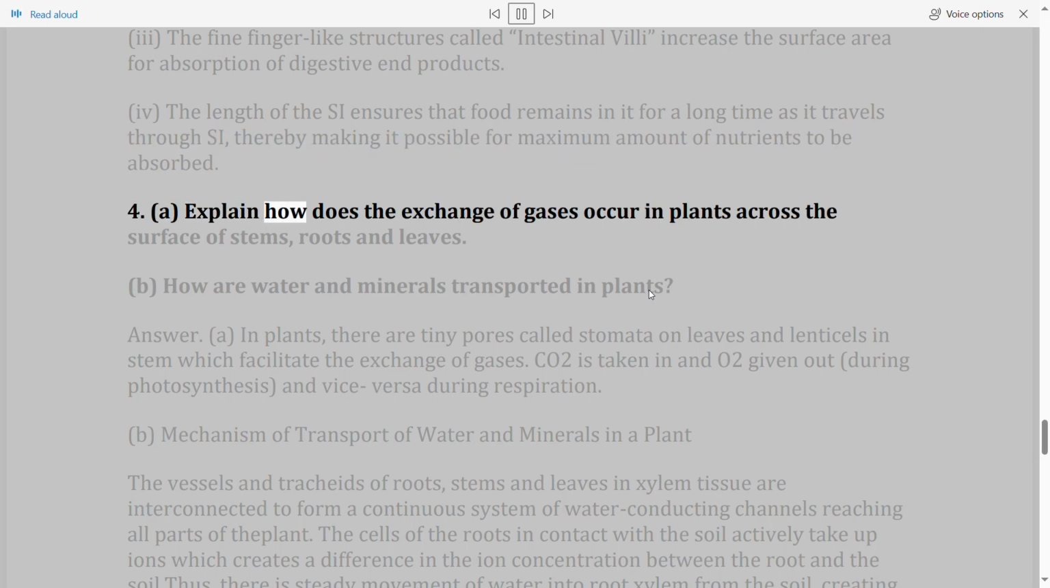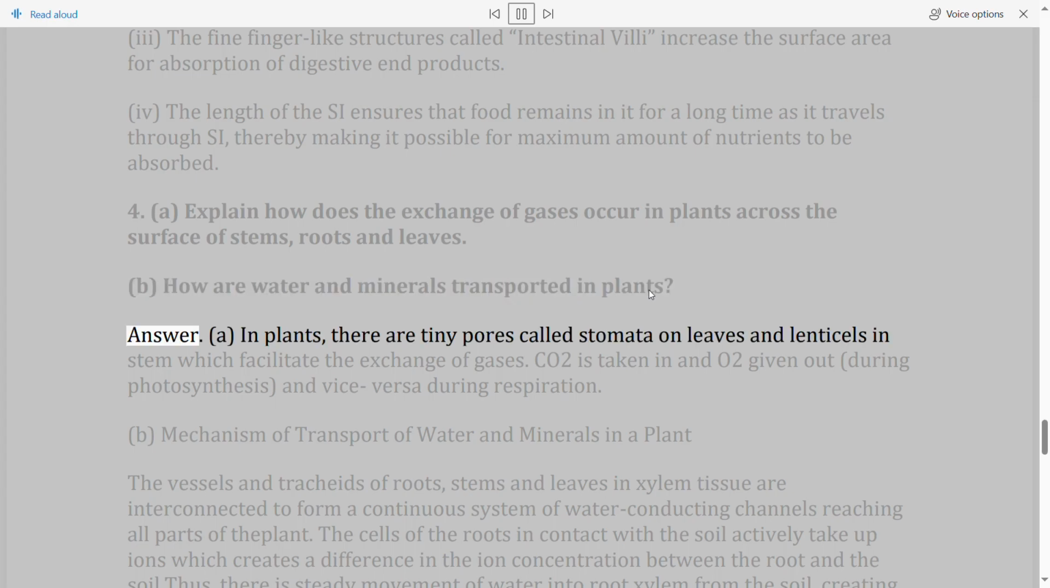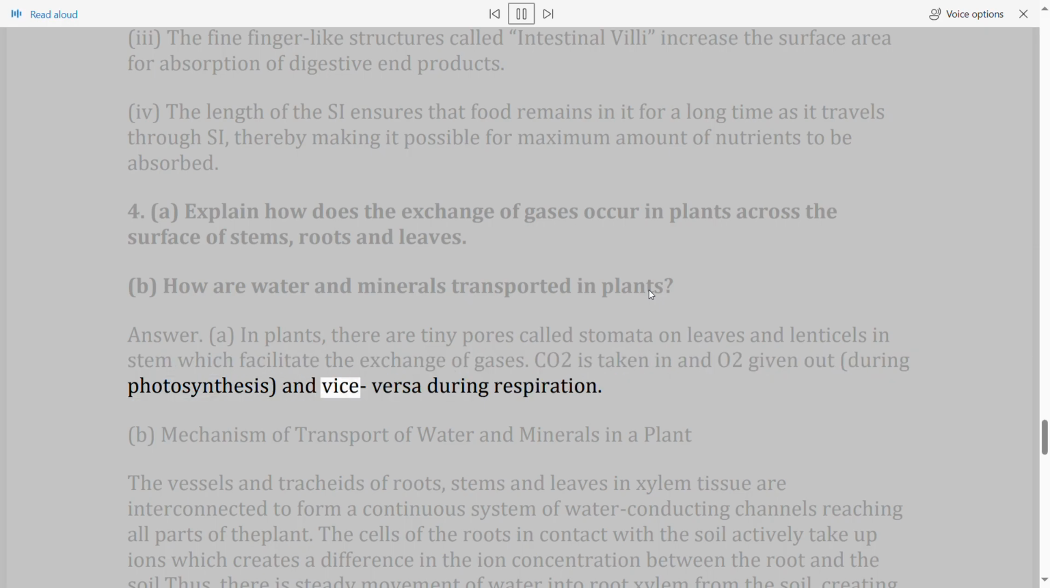4a. Explain how does the exchange of gases occur in plants across the surface of stems, roots and leaves. B. How are water and minerals transported in plants? Answer. A. In plants, there are tiny pores called stomata on leaves and lenticels in stem which facilitate the exchange of gases. CO2 is taken in and O2 given out during photosynthesis and vice versa during respiration.